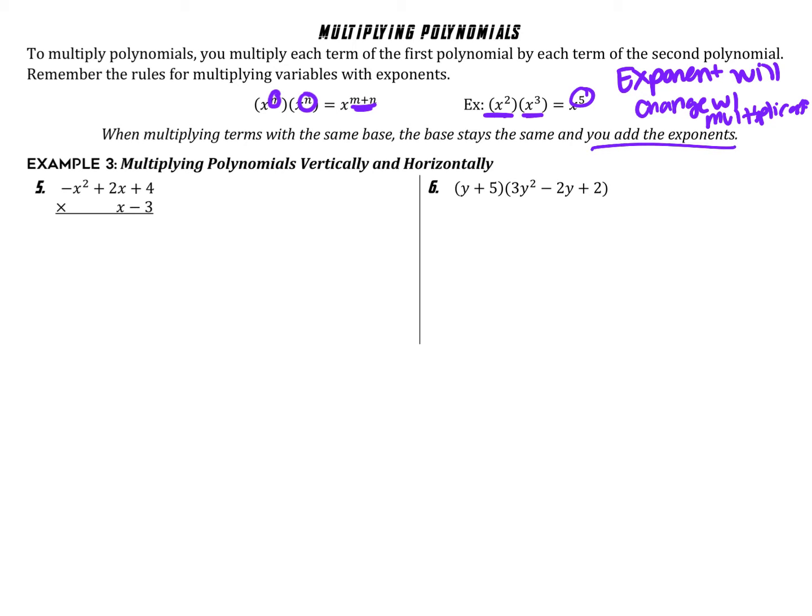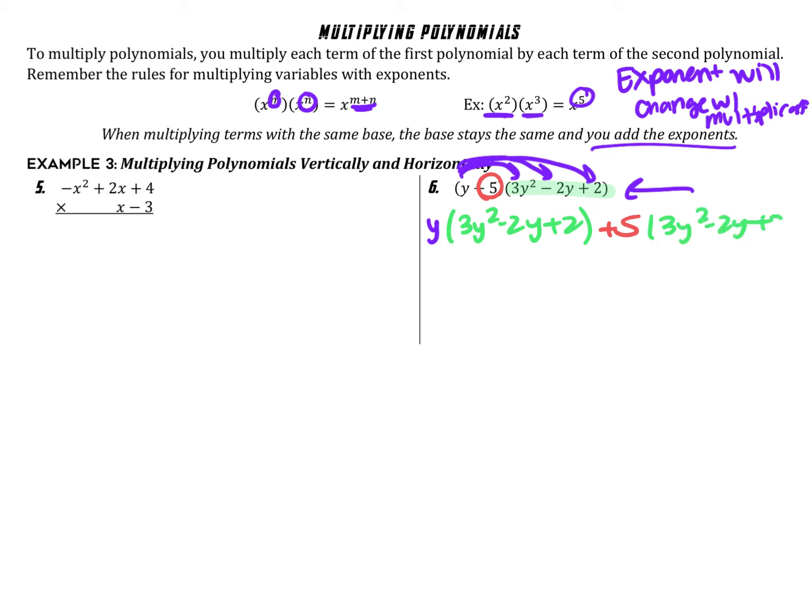So most of you have done multiplication with polynomials in some way like this. And when we teach this, we usually teach the distributive method, meaning that you could take y and multiply it by this entire polynomial. So y times 3y squared minus 2y plus 2. And you can add that to 5 times that exact same polynomial, 3y squared minus 2y plus 2. Some people just do it with the arrows. I like to show that one step ahead of time. So then now we can distribute.